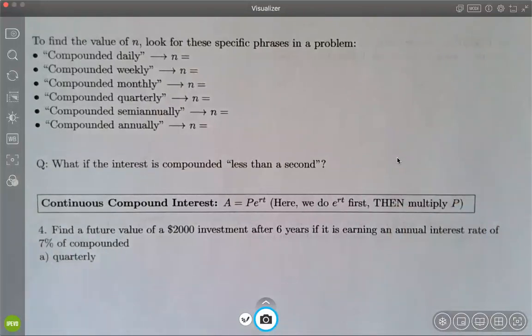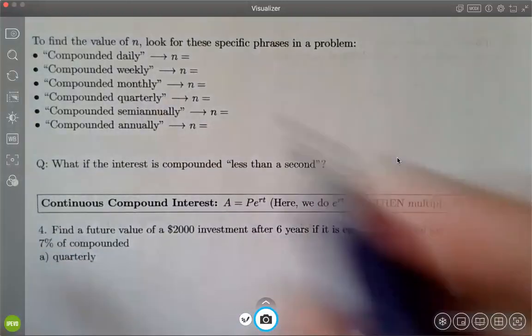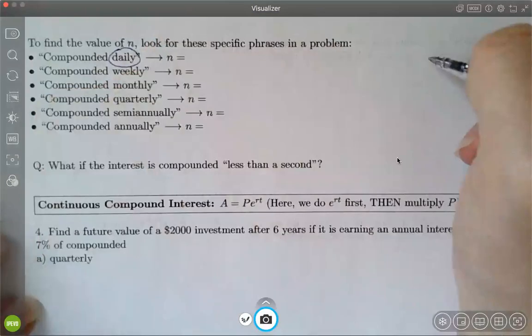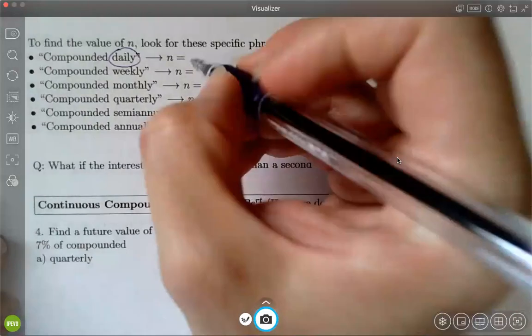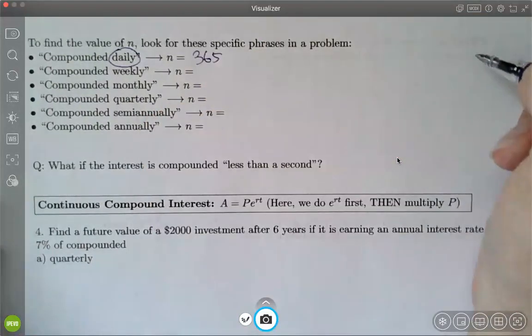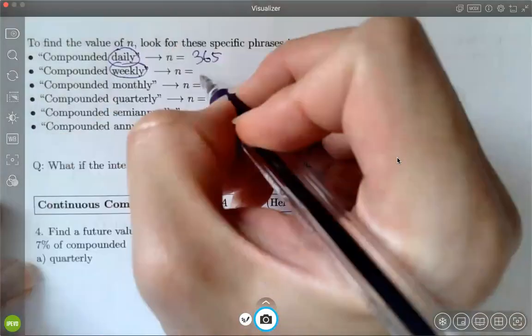Suppose it says the interest is compounded daily. What has to be the value of n? 365, right? Now, sometimes people say, well, what about February 29th, which will have 366 days? We don't consider special cases like that, which come once in every 4 years. So just the typical number of days in a year. And then weekly. So that means n is equal to 52, right?